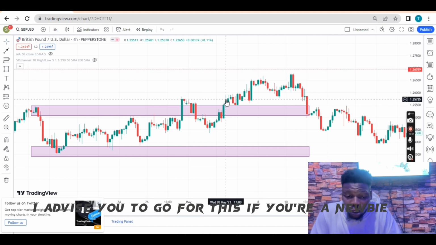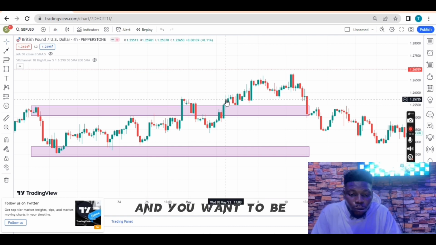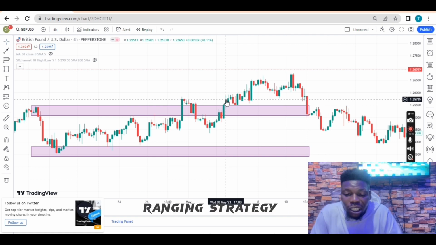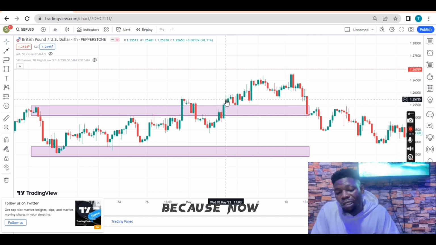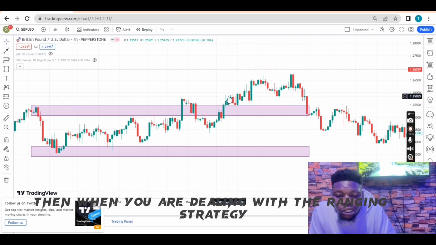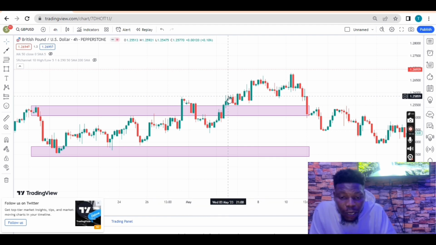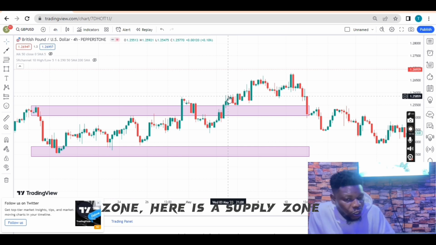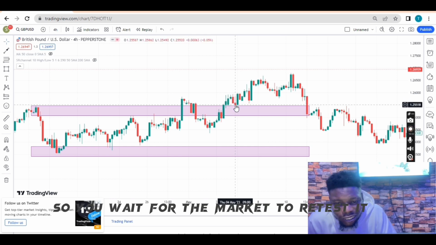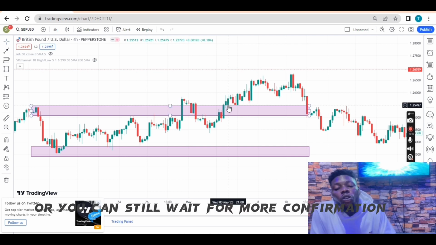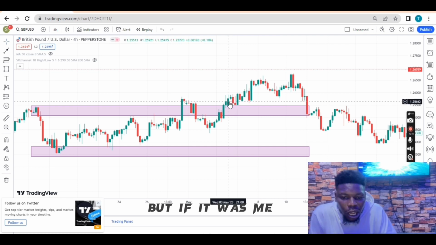So I advise you, if you are a newbie and you want to be profitable in the long term, please just stick with the ranging strategy. Don't go for the breakout strategy. Now it broke it here. When you are doing the breakout strategy, you need to wait for the market to retest that zone. Here is a supply zone, so you wait for the market to retest it. The market broke it, even retested it here, so you can enter here, or you can still wait for more confirmation. But if it was me, I would have entered here.